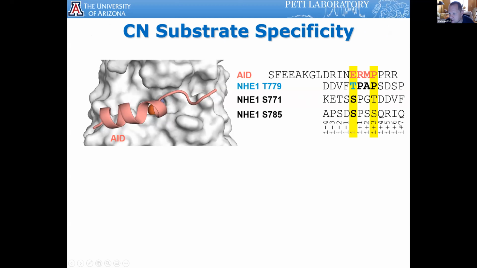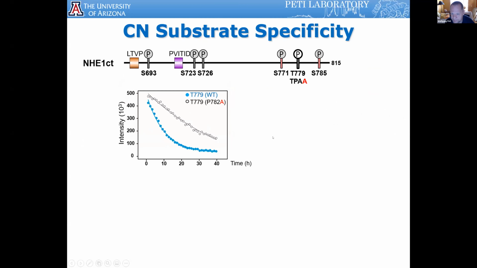So we compared it to our dephosphorylation site, and the one thing that we saw is that our specificity sequence, the T779, actually has a T and a P here as well. So we thought, well, maybe that P is actually important for the interaction. Basically, it was nearly out of desperation because we didn't know what else to do.